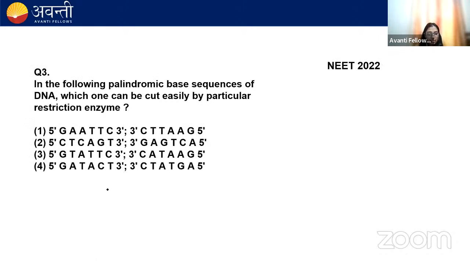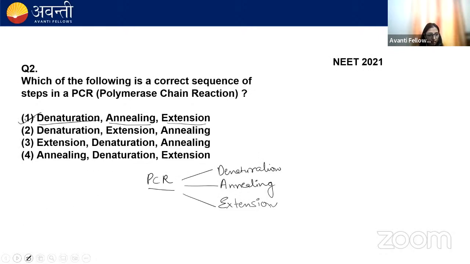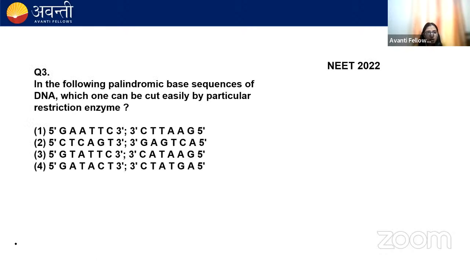Now moving next. In the following palindromic base sequence of DNA, which one can be cut easily by a particular restriction enzyme? Quickly answer what you think, what will be the correct option. Try to recall what I told you about the palindromic sequence, 5' to 3', then you can easily answer this question. Very good, Veena. Very good, Sushant.